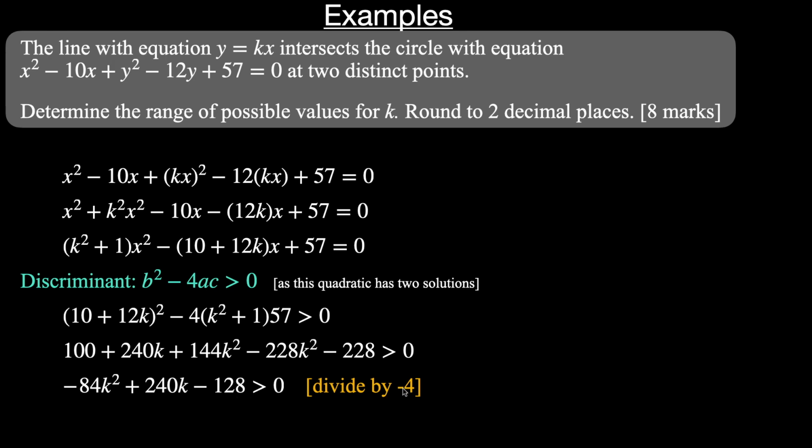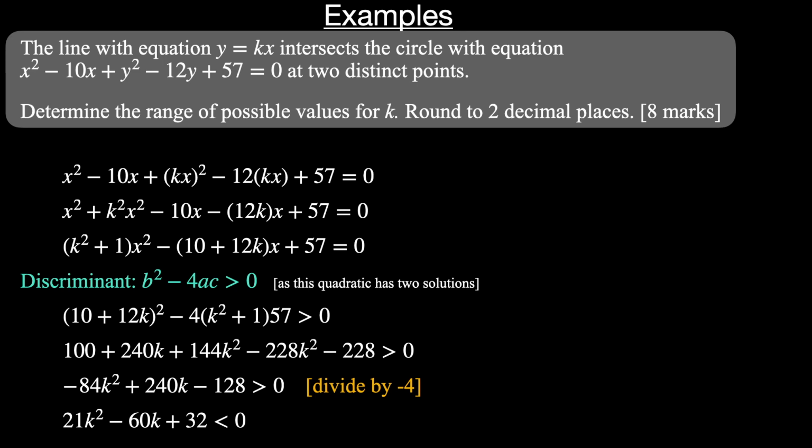Then we can divide by negative 4. Why am I dividing by negative 4? Just to get rid of this leading negative. I would prefer if this number was a positive. It just makes it easier for me to think about. But remember, when you divide an inequality by a negative, you need to flip the inequality sign. So dividing this inequality by negative 4, I get 21K squared subtract 60K plus 32 less than 0.